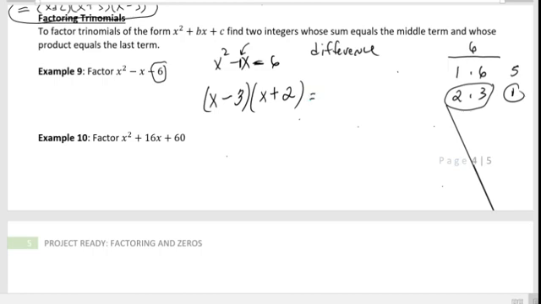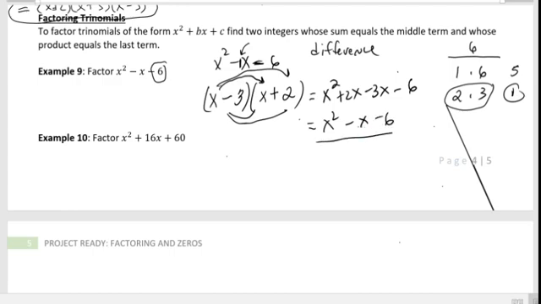Okay, so if you notice here, if I was to multiply this out, I get x times x is x squared, x times 2 is 2x, negative 3 times x is negative 3x, and negative 3 times 2 is negative 6. And so this would give me my polynomial that I had from the beginning. Okay, so our polynomial x squared minus x minus 6 is equal to these factors x minus 3 times x plus 2.